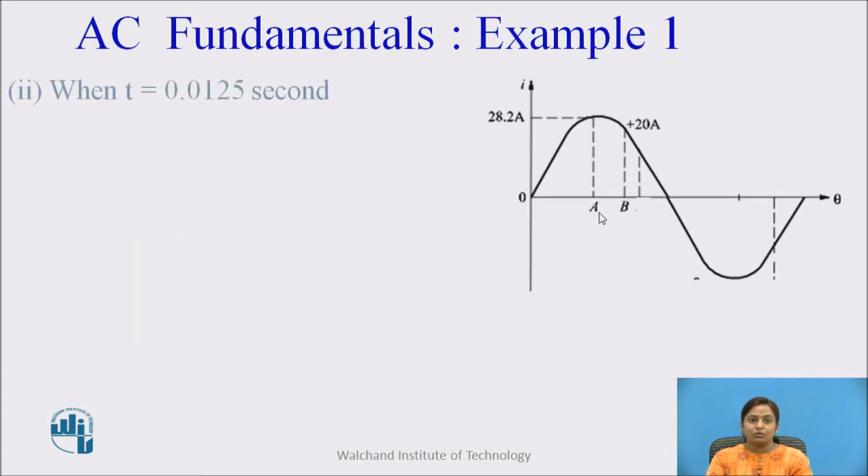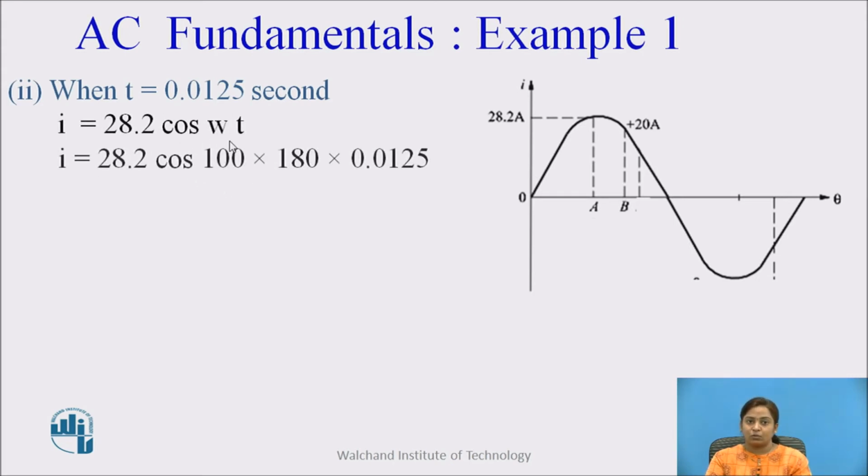Now go through the second question. What is the second question? We have to find the same value at t = 0.0125 second. So again i = 28.2 cos omega t. Write this equation. Again here we have to consider the reference point as A. Now by putting the value of t in this equation, we get i = 28.2 cos 225 degree.